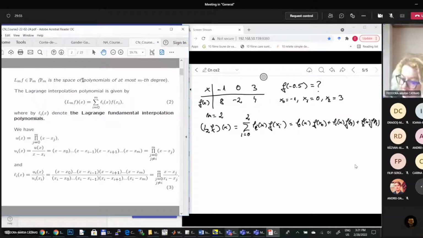That is equal to L0 multiplied with f of x0, which is 8, so it's 8 L0, plus 8 L1 multiplied with minus 2, so you look in the table at the second line, the values of the function, plus L2 f of x2, which is 4. So we have to obtain the polynomials L0, L1, L2, and then replace them here, and we will get the final form of the polynomial.